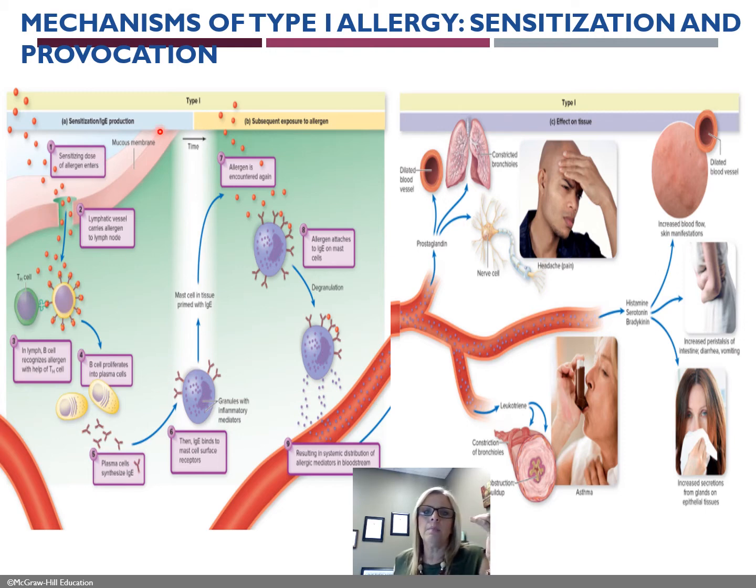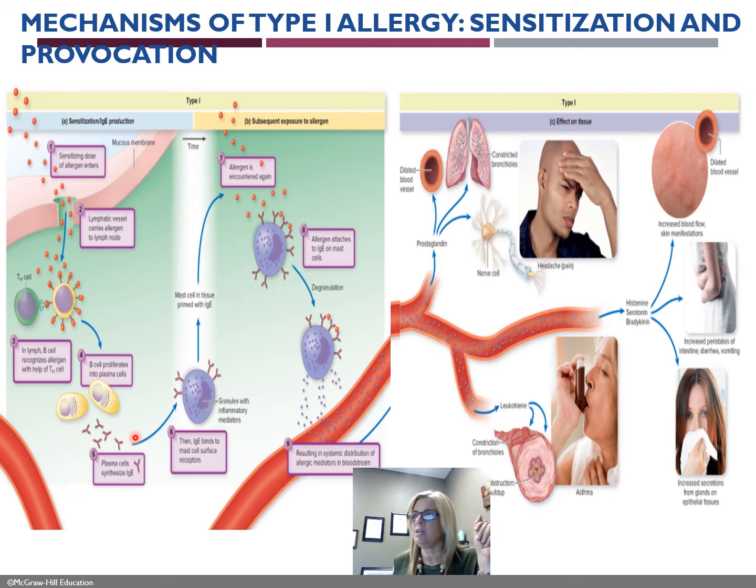And so in A, you are sensitized. That dose that's large enough comes in. The lymphatic vessel is going to carry the allergen to the lymph node. Once it is in the lymph, your B cell is going to recognize that allergen with the T helper cell's assistance. And then it's going to proliferate, make many, many copies, and differentiate into plasma cells. And then those plasma cells are going to make your IgE antibodies, all right? So you're going to get both of those out of that response: plasma cells and IgE antibodies.